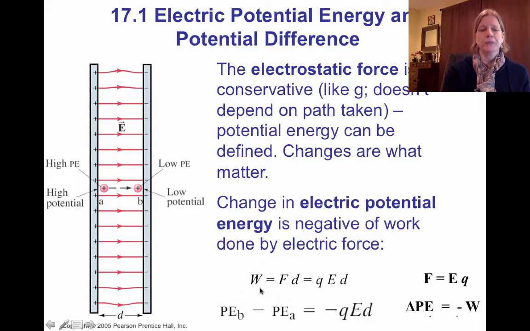So our change in potential energy here, potential energy at point B minus point A, say, for some charge moving between two positions, is equal to the negative of this work, negative QEd. All right, so that gives me some equations to work with later in the chapter. Let's think now a bit more conceptually.